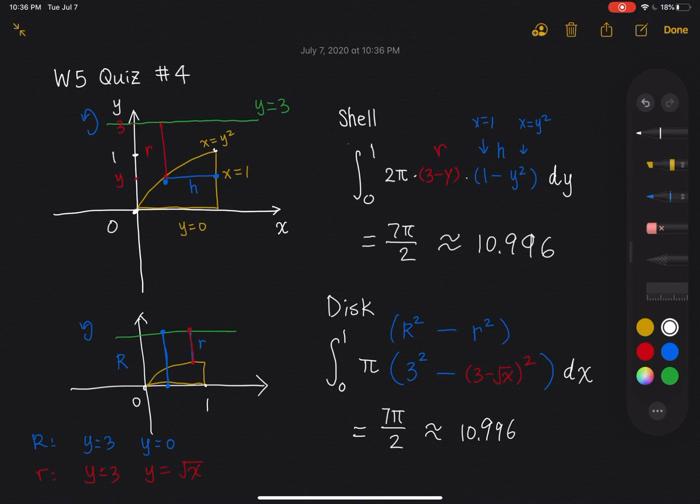So I hope you understand how the two different methods are set up differently, and I hope you try it again so that you can get the correct answer.